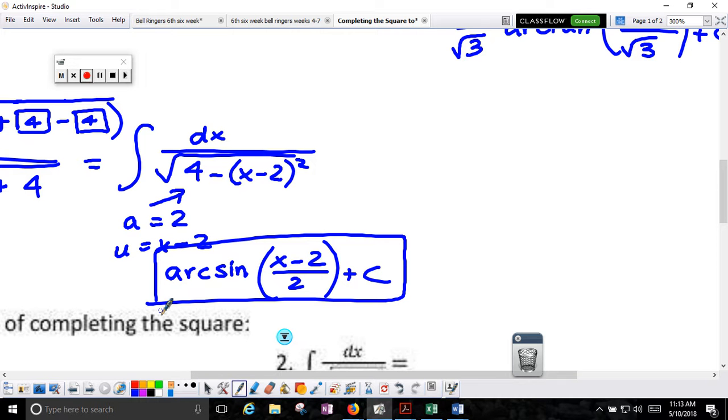How can we check these? You can check these by differentiating. You'll have to do some algebraic manipulation to make it equal the original problem, but it can be done that way. You could take the derivative of this and do some algebra, and you would end up with the original problem.